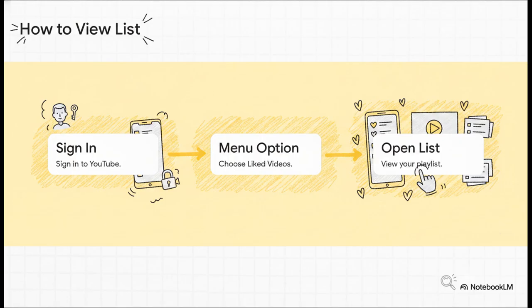First, just sign into your account. Second, navigate over to that menu on the left side of your screen and find liked videos. Third, just click to open it up. And there it is, your complete chronological list of every video you've ever liked, all ready for you to reference or rewatch at a moment's notice. It is quite literally your own personal archive.